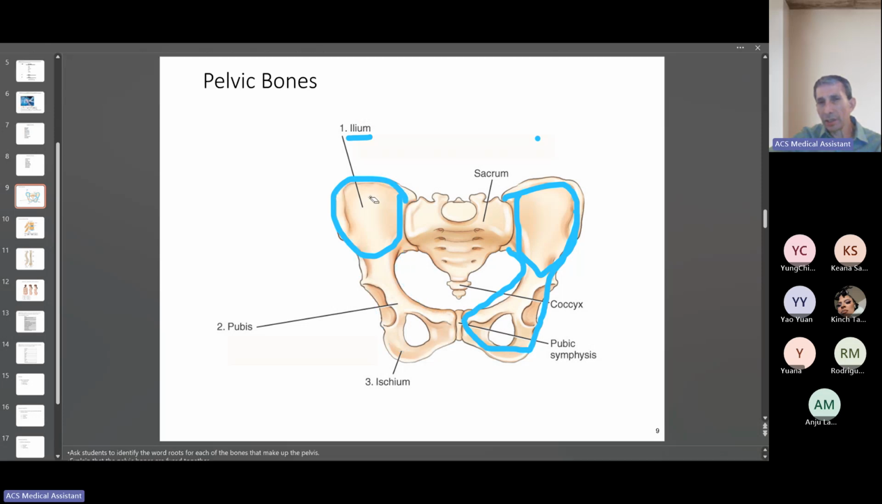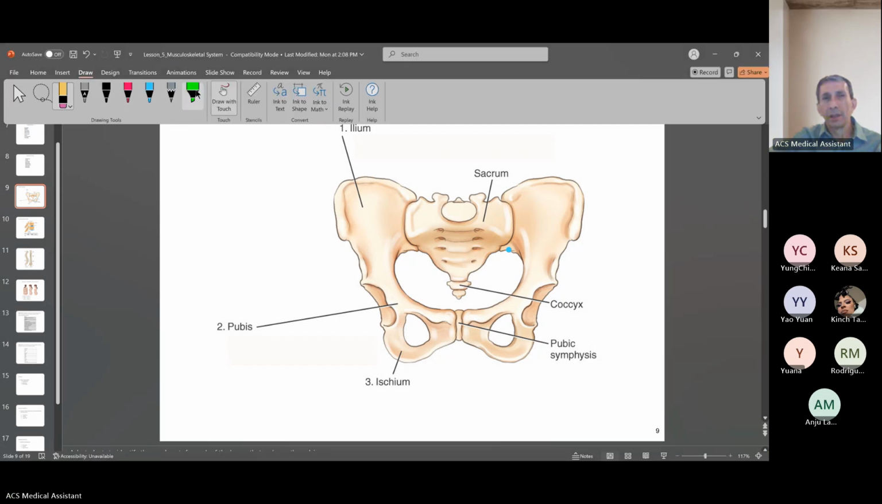So these are the hip bones, all of them. This will be the ilium, particularly this top part. Then below that, we're going to find the pubic bone, which makes the pubis, which is this part of the bone.